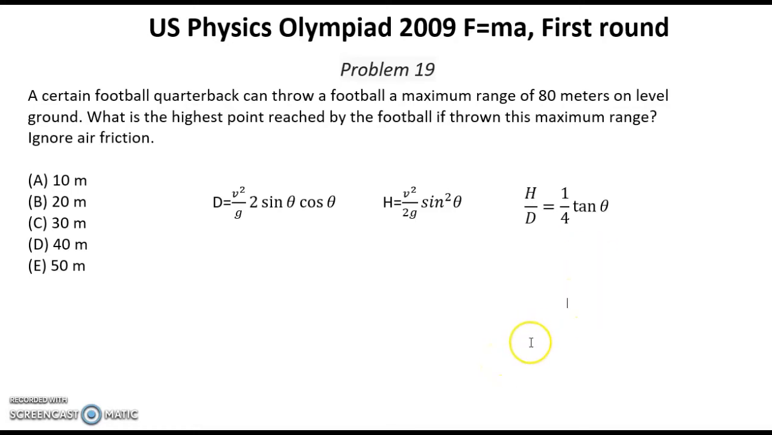And now we can use this formula to solve this problem, because for maximum range we have angle equal 45 degrees, and tangent 45 degrees is 1. So it means that height is 4 times less than range, and the solution is 20 meters.